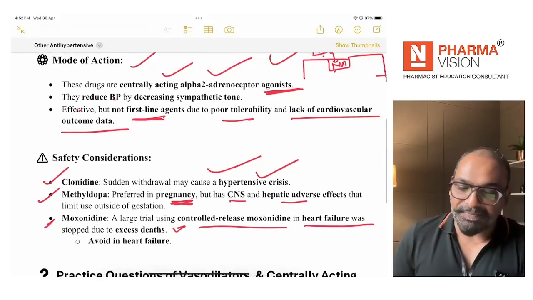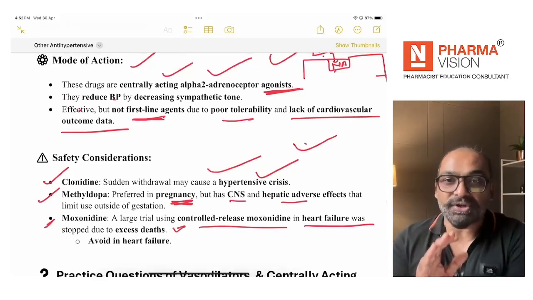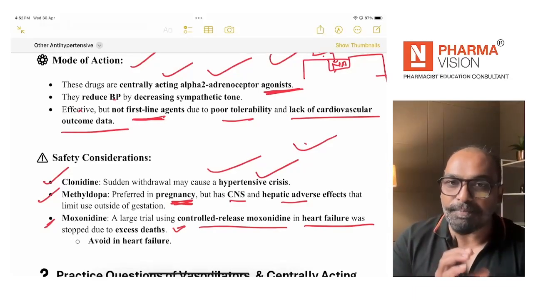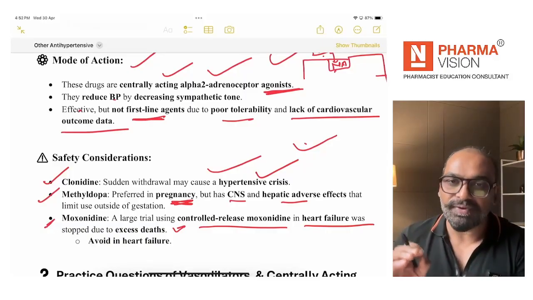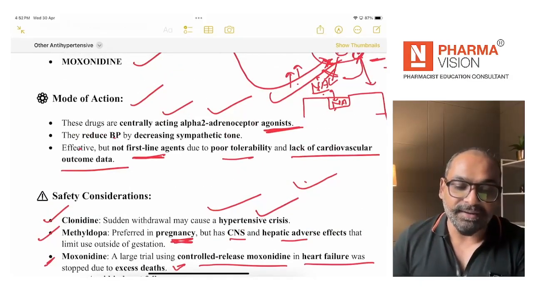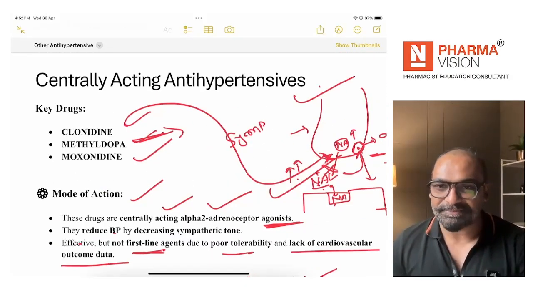Okay, so perfect. We have discussed pretty much all the key points related to vasodilators, and also we have discussed some of the centrally acting antihypertensive medications.